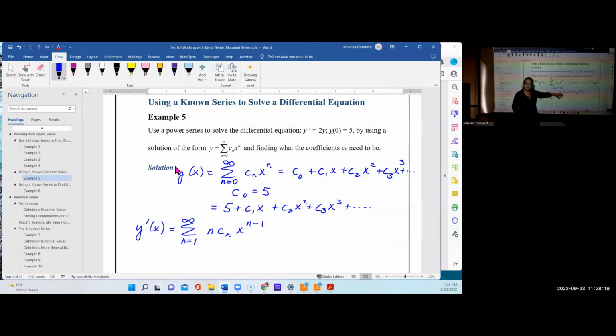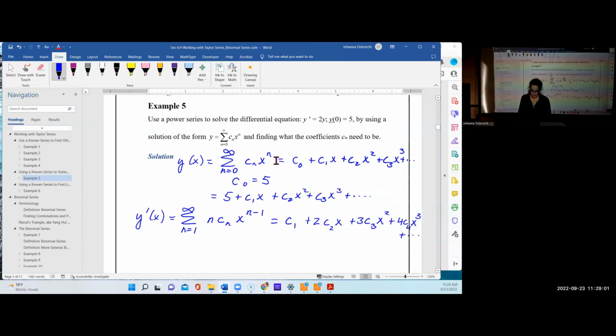Now let's go ahead and write out what this would be in terms of the infinite polynomial form. So when I take the derivative of 5, I get 0. So then I get c1 plus 2c2x. Plus 3c3x squared, and let's do one more, plus 4c sub 4x cubed plus dot dot dot, right? So we've got some terms down here that we can see what they look like. All right, so this is what it looks like in power series form, and this is what it looks like in the expansion form. Now we want to take this and set this equal to 2 times y.